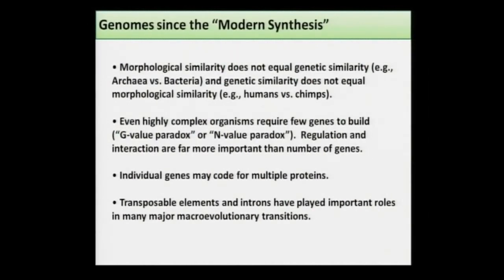We know that complex organisms, including ourselves, don't necessarily need a lot of genes. Some estimates were as high as 100,000 genes. It's probably more like 20,000, which is not so much more than a nematode, and it's less than rice. We know that individual genes may encode multiple proteins by a variety of mechanisms, and we know that transposable elements have played an important role in many major transitions in evolution. None of this was included in the modern synthesis. It couldn't be because it wasn't known at the time.